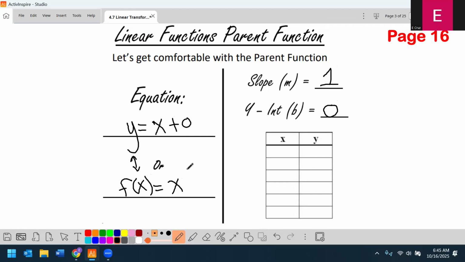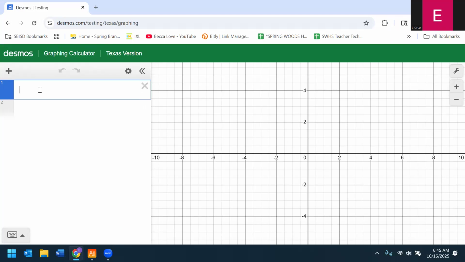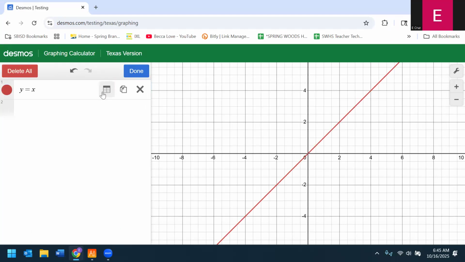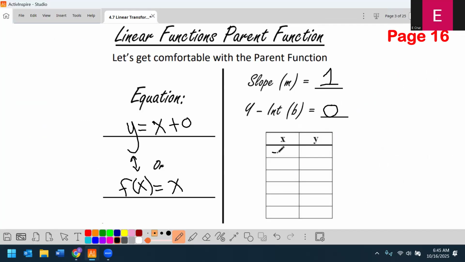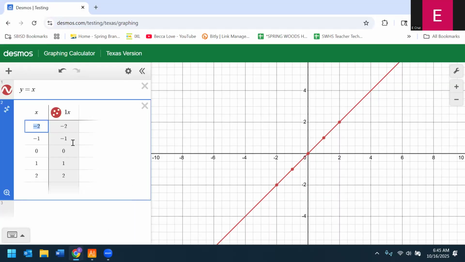Okay, so first thing we're going to do is graph this equation so that we can pull up the table. So y equals x, that's my parent function. I'm going to pull up the table and copy those points onto my table. So from -2 all the way to 2 on the x's. And then for the y's, -2, -1, 0, 1, 2, the exact same numbers.